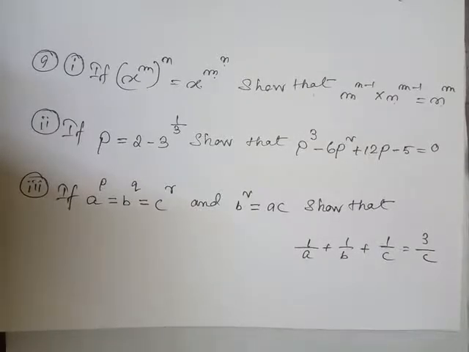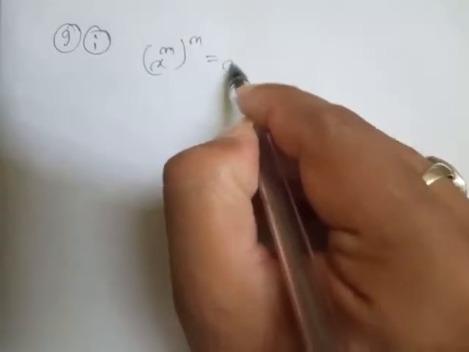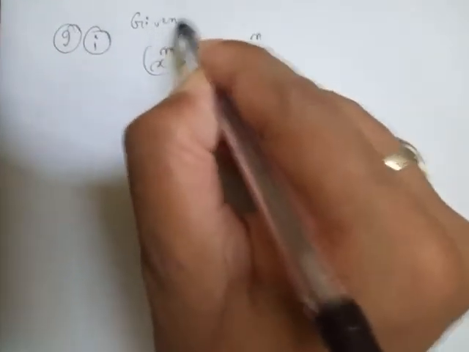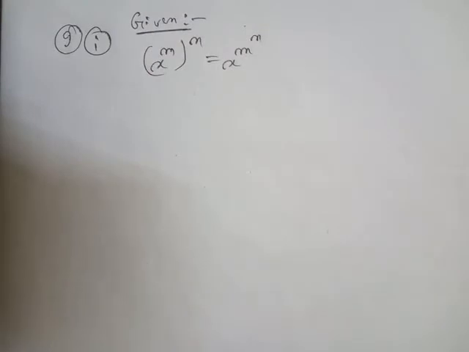9 Roman 1. Now look student, x to the power m whole to the power n equals x to the power m to the power n. This is the given part, so we'll write here given. This is the given part in 9 Roman 1.